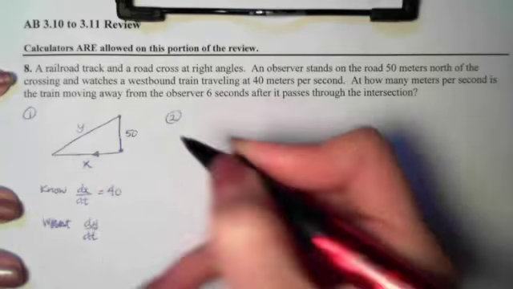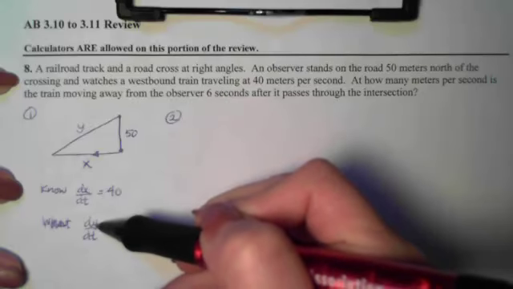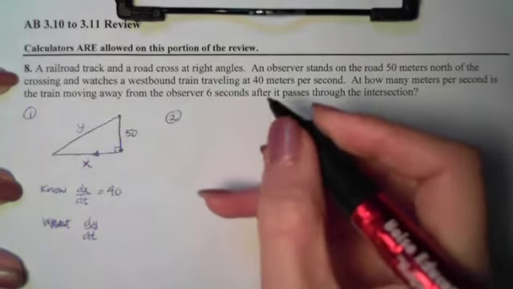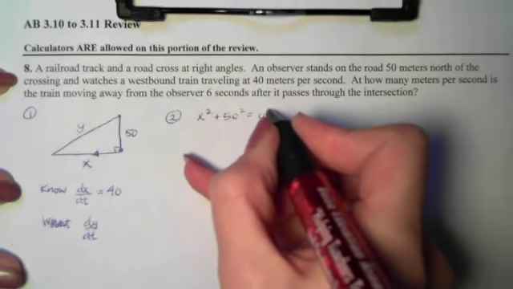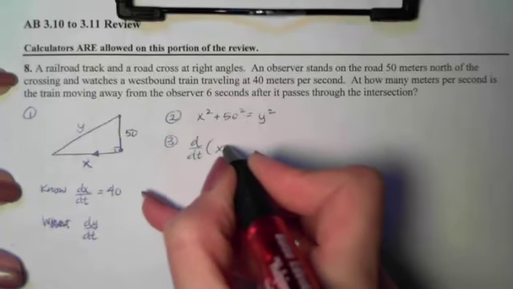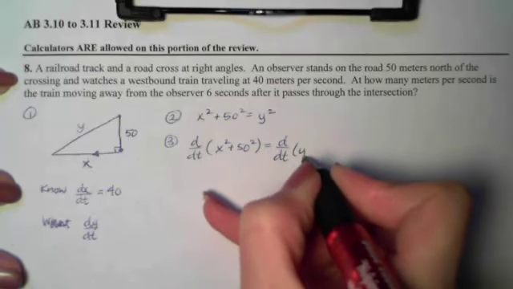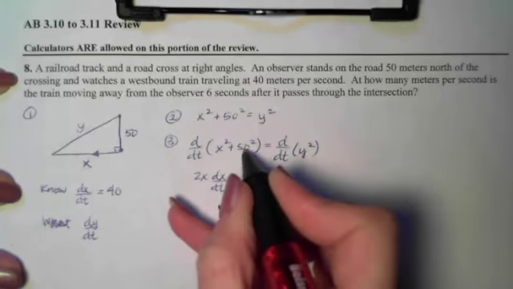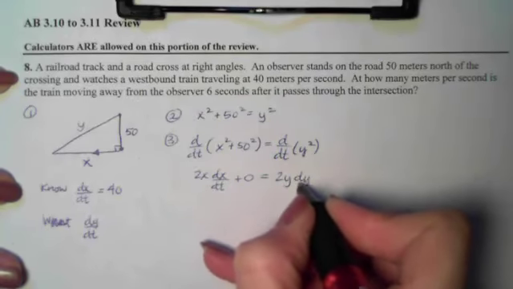So step 2 of the process is to now write a single equation that relates the x, whose rate we know, and the y, whose rate we want. Looking at the picture, we can see that Pythagorean's theorem will connect the 3 together. So I can say x squared plus 50 squared equals y squared. Step 3 of the process is to take the derivative with respect to t on both sides. If I take the derivative of the left side, I'll get a 2x dx/dt plus the derivative of the constant is simply 0, and on the other side we'll get 2y dy/dt.